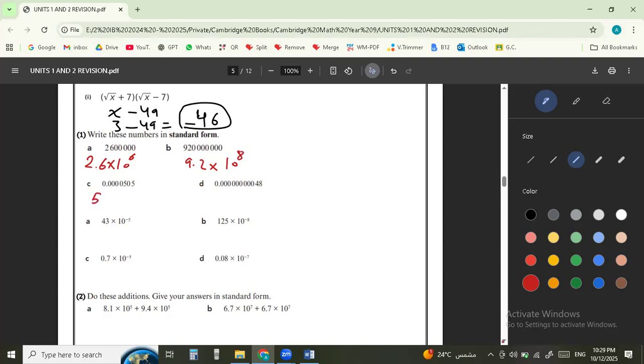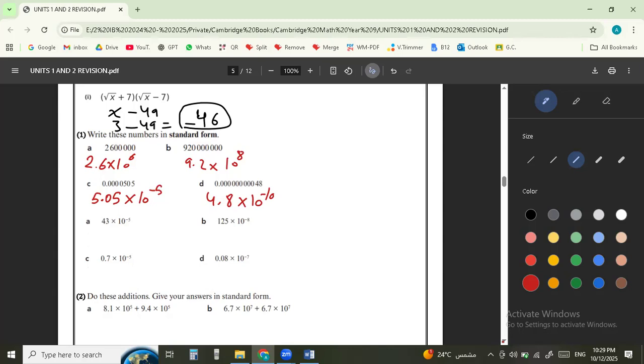Here it's going to be 5.05 times 10 to the power of, I need to move it 3, 4, 5. So negative 5. I moved it 5 digits to the right, so it is negative, not positive. Here is going to be 4.8 times 10 to the power of, I have 3, 6, 9, 10. 10 digits to the right. So it's going to be what? To the power of negative 10.